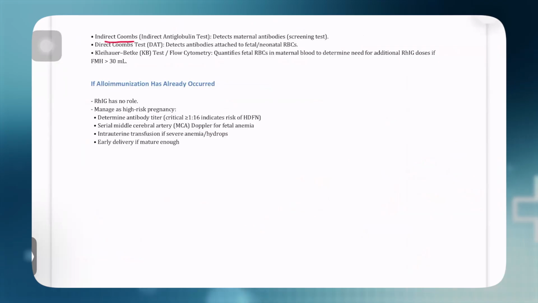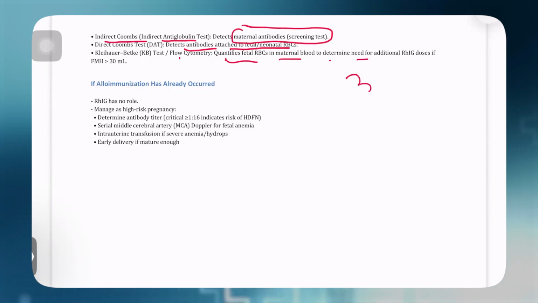So what are the key laboratory tests? You send the indirect Coombs test, the indirect antiglobulin test, that detects the maternal antibodies. It's a screening test. The direct Coombs test detects antibodies attached to the fetal or neonatal RBCs. Then there is the KB test, or Kleihauer-Betke test, or flow cytometry, which quantifies how much fetal RBC is in the maternal blood to determine the need for any additional dose. So remember 300 microgram is the dose that we are to give, but if the KBT tells you that it is more than 30 ml of fetal blood, then you have to give more.